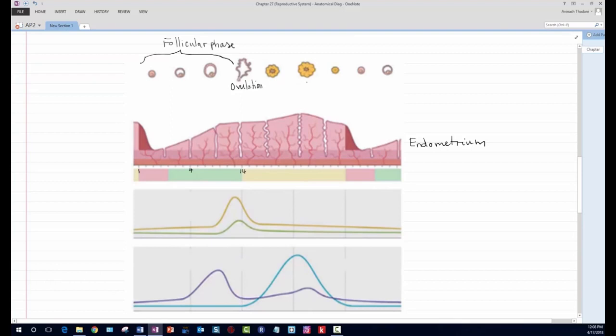And now we form the corpus luteum, so this is the luteal phase. The corpus luteum is formed, and that will secrete, if you remember, progesterone. And if conception doesn't occur, then the corpus luteum will form the corpus albicans, and that will degenerate and essentially form scar tissue, and it'll get buried deep into the ovaries.